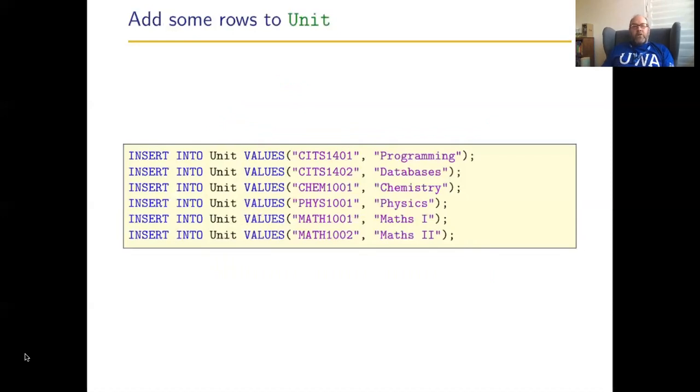Okay, now I'm going to add some rows to unit. So same sort of deal. I've just got to state insert into, then the table I want these rows to go into, then the word values, and then the actual values. Here we have CITS1402, which is databases. Now I've deliberately just chosen short names for the units here, just so I can put them on the screen for us to work with. In reality, of course, those names will be the full names of those units, you know, Introduction to Programming Principles with Python or whatever.